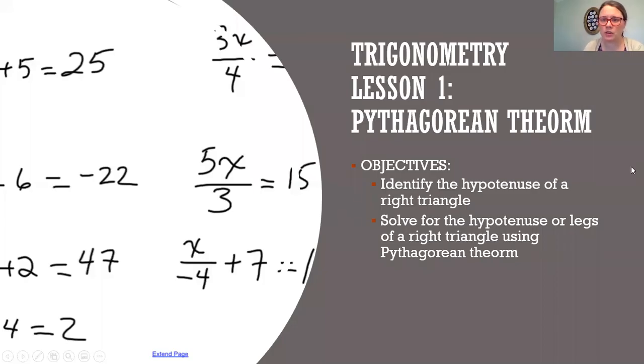So in this lesson, we're going to look at Pythagorean theorem, and we're going to be able to identify what the hypotenuse is and solve for the hypotenuse or the legs of a triangle using Pythagorean theorem by the time we're done. Now, you've already done some algebra with Pythagorean theorem, so this lesson won't be new. We're just going to give you a couple extra problems, kind of a bit of a memory jogger.